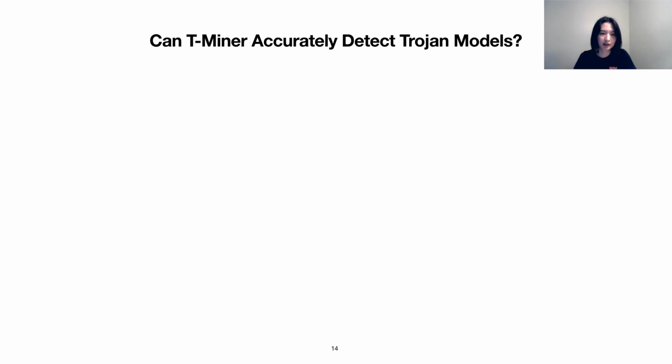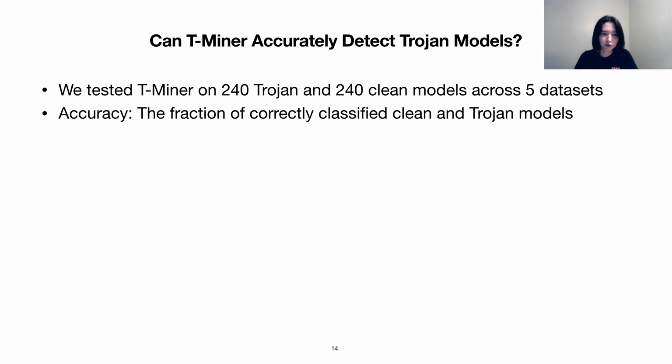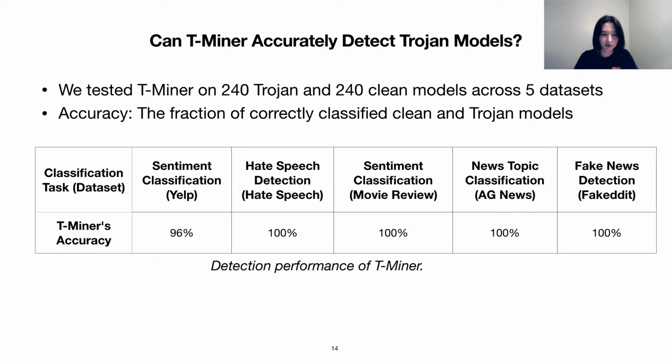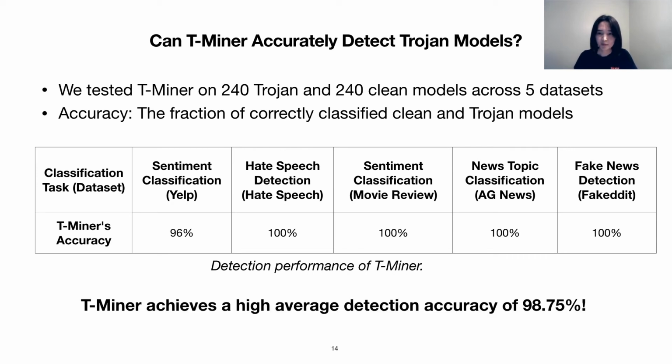Now let's look at the first evaluation goal. Can TMiner accurately detect Trojan models? We apply TMiner to 240 Trojan and 240 clean models across 5 datasets. We use accuracy, which is the fraction of correctly flagged clean and Trojan models, as our evaluation metric. This table presents the results for the 5 classification tasks. TMiner has 0 false negatives and only 3 false positives out of 240 clean models. Across all 5 tasks, we achieve an average accuracy of 98.75%. So overall, TMiner can accurately flag Trojan models.